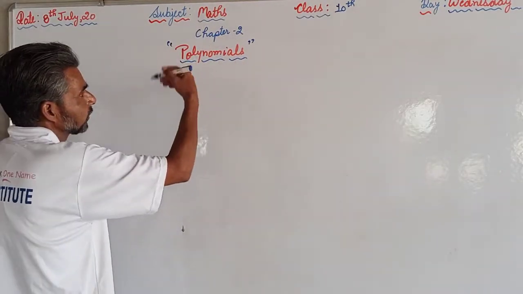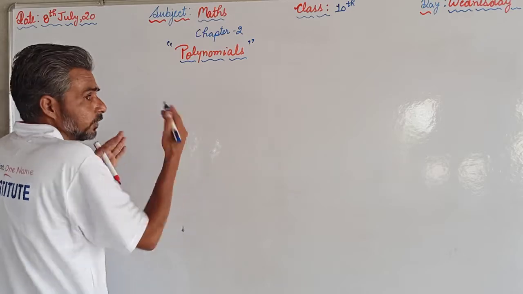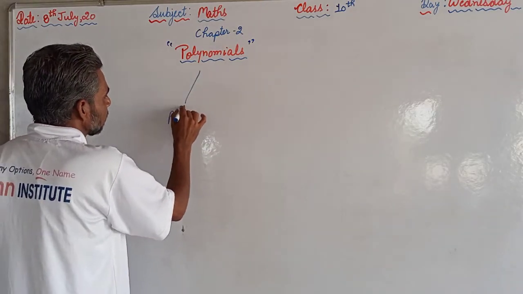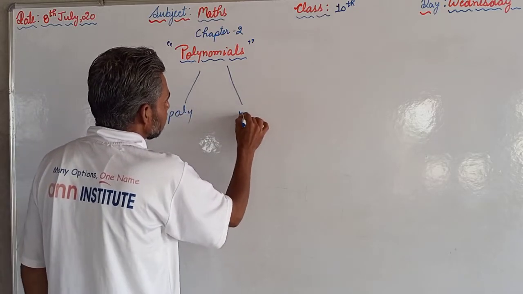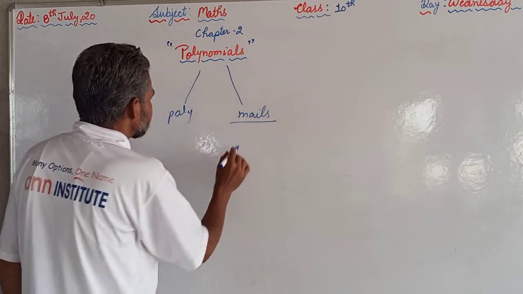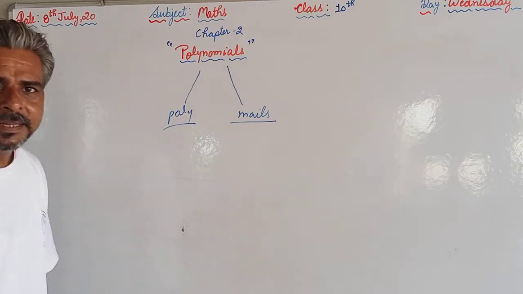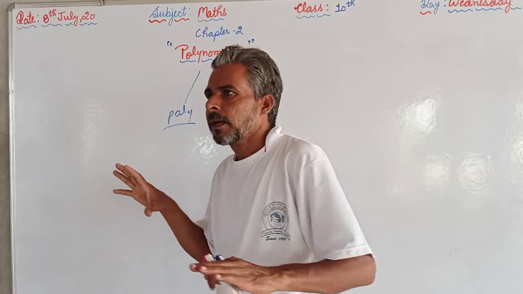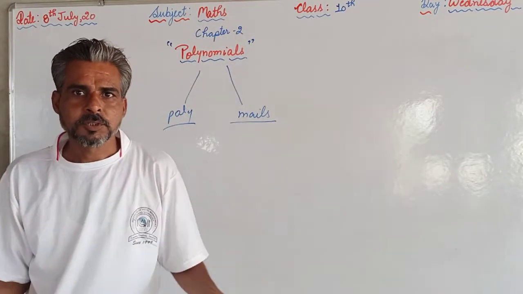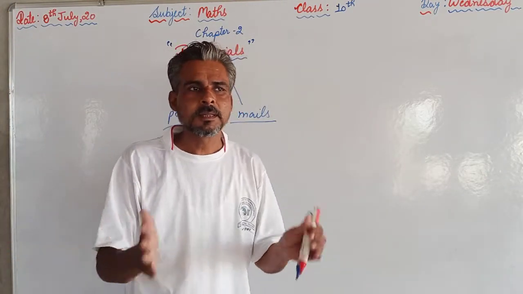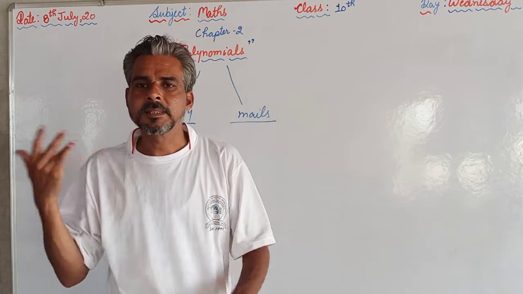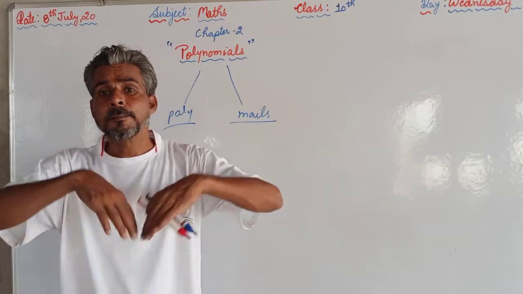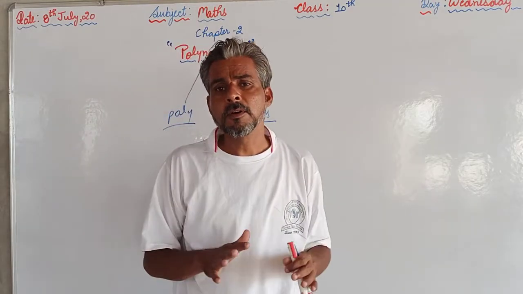Polynomial is one word which is made up of two terms, that is poly and nomial. Poly means many, nomial means terms. An algebraic expression containing many terms, जिसमें बहुत सारे terms हो सकते हैं. बहुत सारी मीन्स 1 भी हो सकती है, 2 भी हो सकती है, 3 भी हो सकती है, 4 भी हो सकती है. Means an algebraic expression containing many terms is called a polynomial.